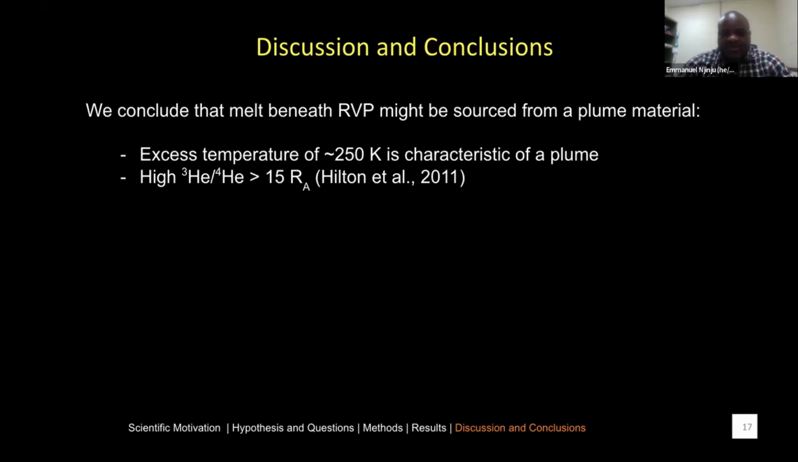Also, geochemical studies by Hilton et al. in 2011 suggest high helium isotopic ratios of up to 15 RA beneath the Rungwe volcanic province. And this plume material, we have just shown from our study, can generate melt beneath the Rungwe volcanic province. And we have also shown from this study that upper mantle constraints are necessary to better simulate mantle convection. Thank you.